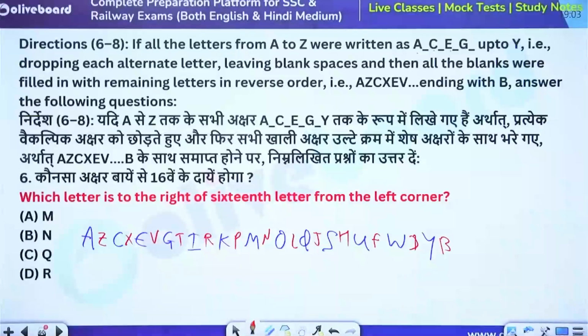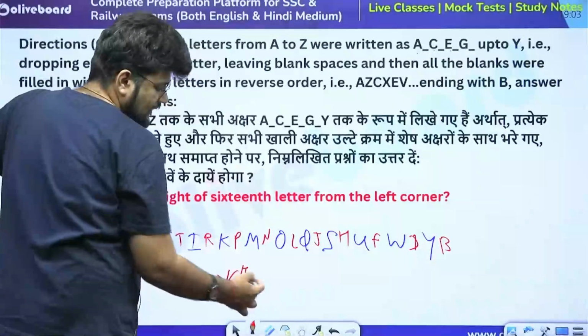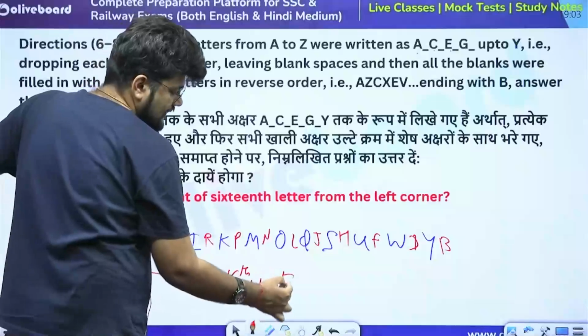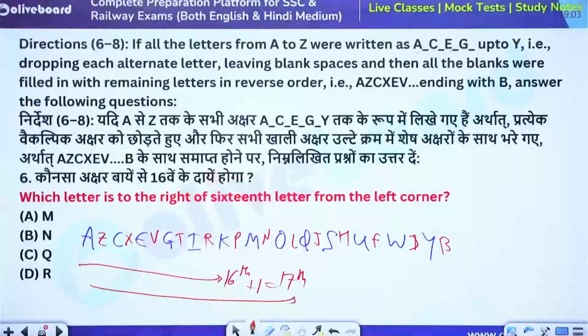Now the question asks us which letter is to the right of 16th letter from the left. So we need 16th letter from here, and immediate right to this will be one more. So that is 17th letter. So basically it's asking us the 17th letter from the left end.